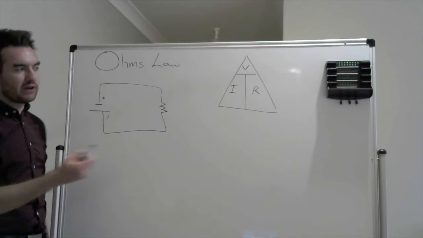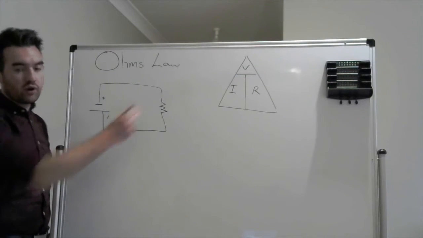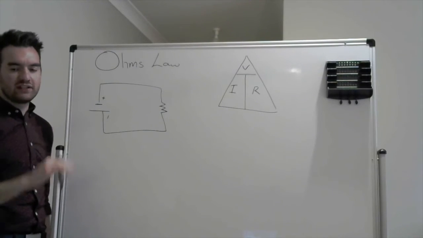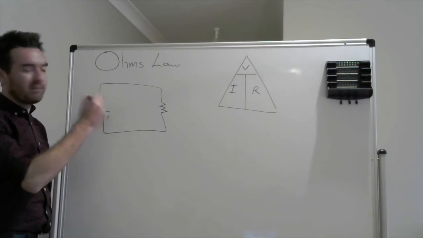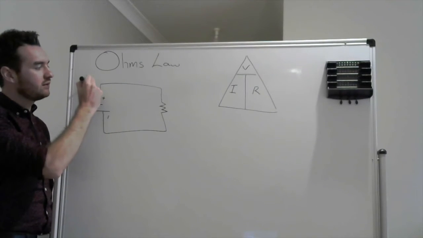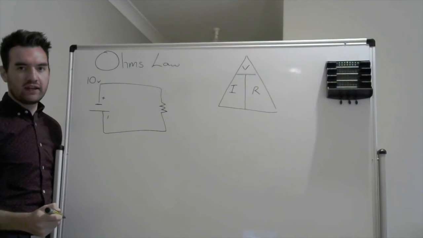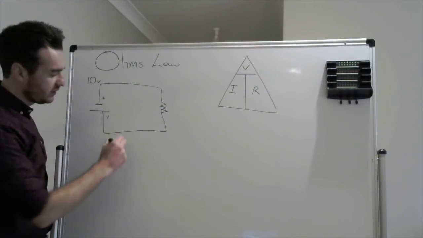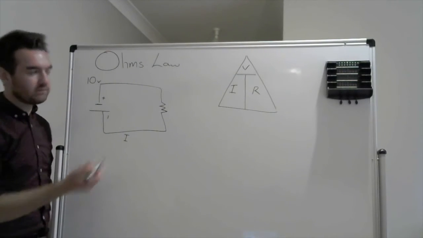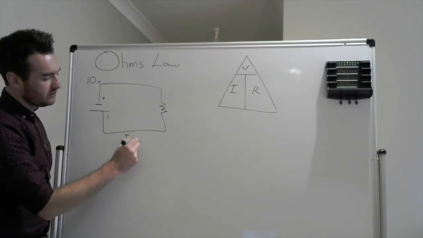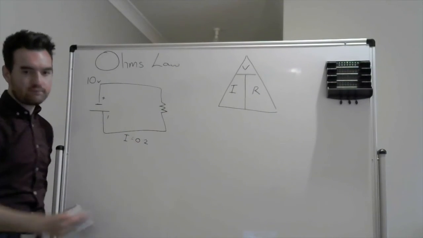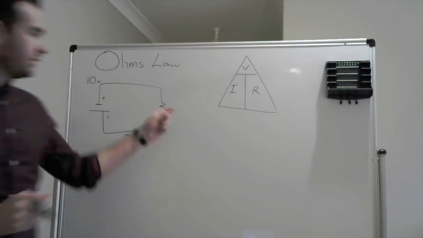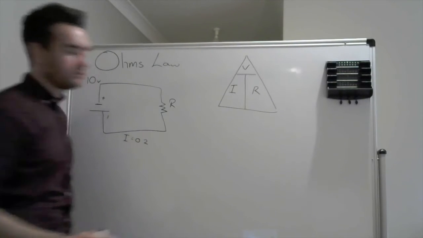And we're going to do some very simple calculations using this triangle to work out parts of the circuit where numbers might be missing. So we're going to do a really, really simple example. Imagine we have a battery in here that has 10 volts. And say we know that the current going around this circuit, so I, the current, equals 0.2. If that is 0.2, how are we going to calculate what the resistance is over here, R?